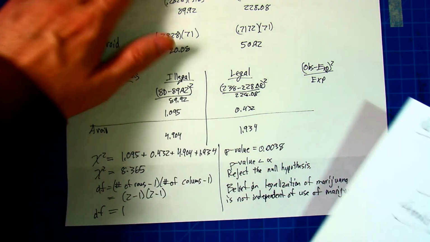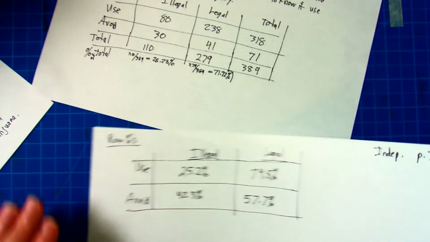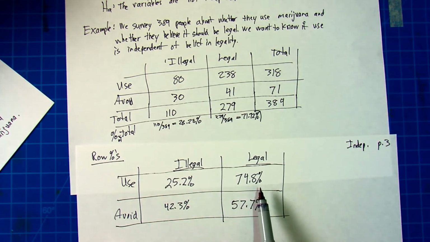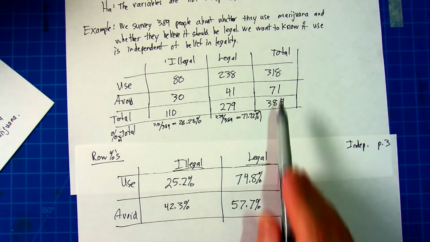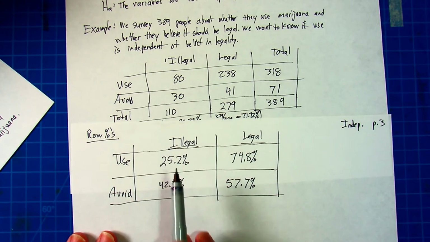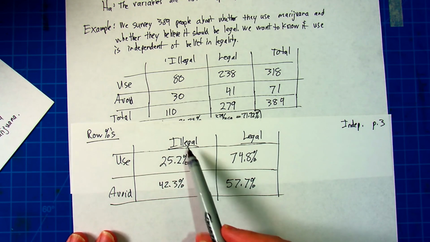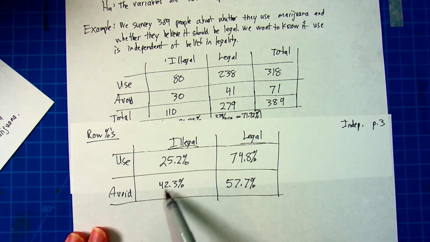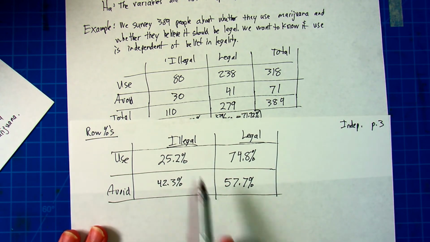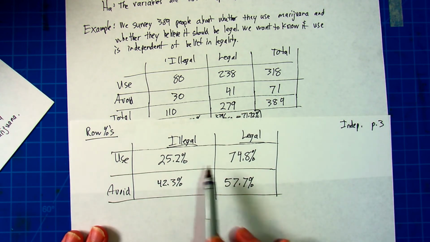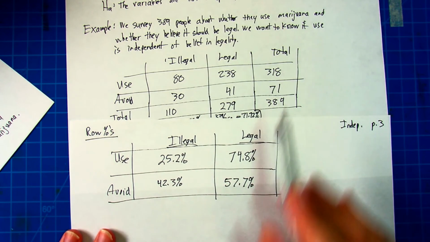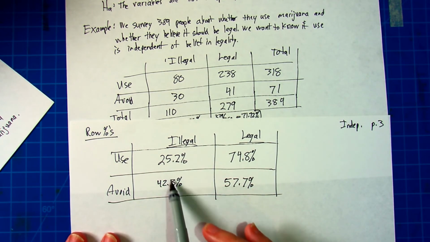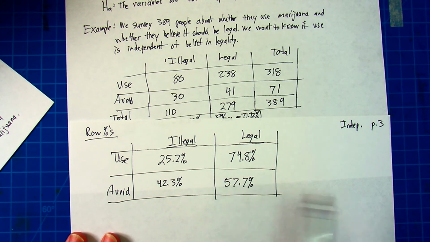If I just look at this same data we started with, but I present it in row percent form, 80 over 318, 238 over 318, 30 over 71, 41 over 71 here, I can just see that the percentages here are very different. Only 25% of people who use it think it should be illegal, whereas 42% of people who avoid it think it should be illegal. So the distributions aren't really the same when you put them in terms of the overall number of percent, which is why we end up rejecting the null hypothesis. If the percentages here and here were very close and these two were very close, we would probably fail to reject it.